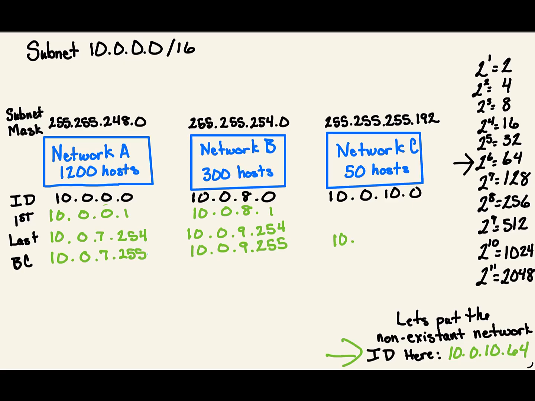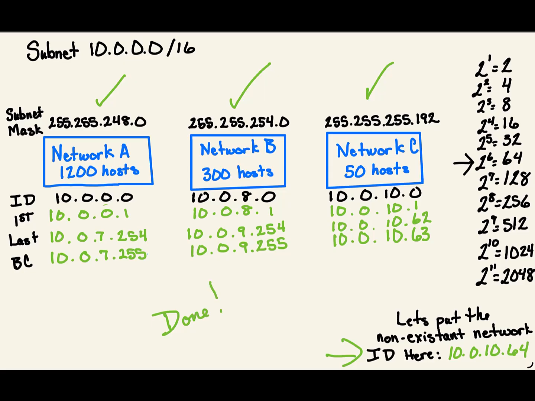Now, moving on to network C. We're going to look at our non-existent network and subtract 1. When we do that, we have 10.0.10.63, which is our broadcast for network C, and 10.0.10.62 becomes our last usable. Then we add 1 to our network ID, and we have our first usable of 10.0.10.1.